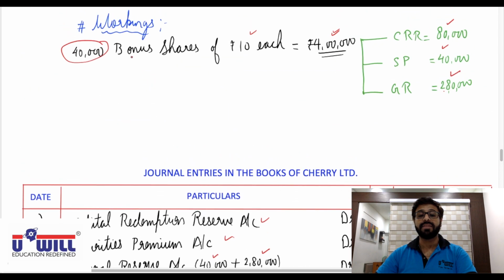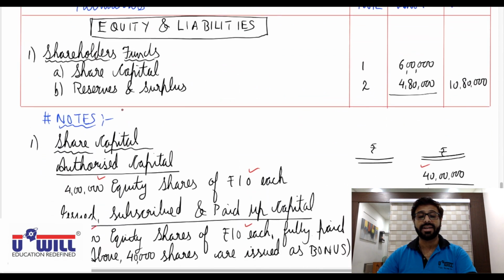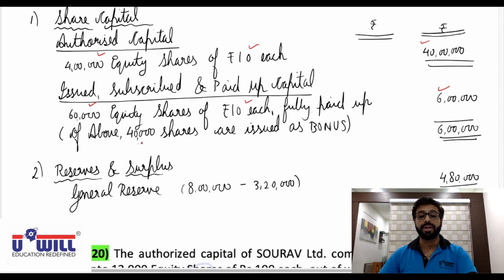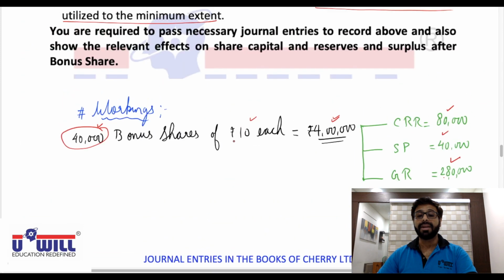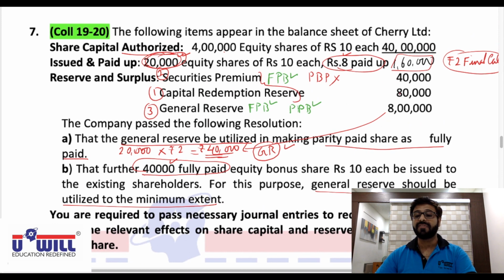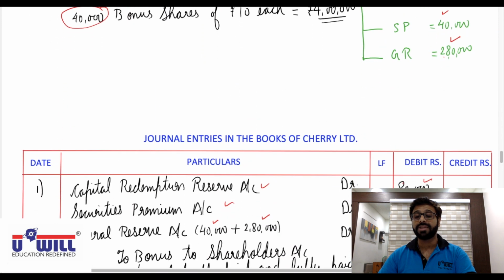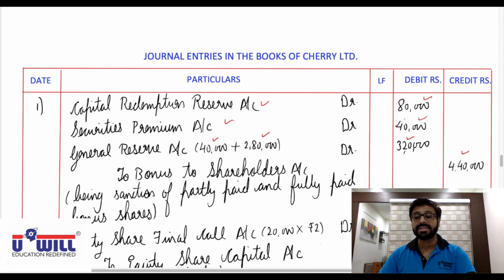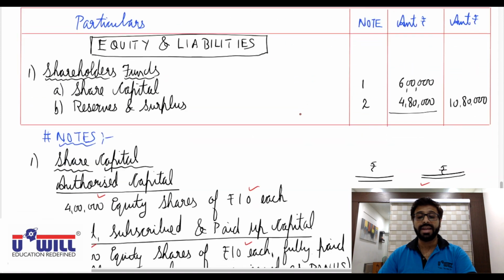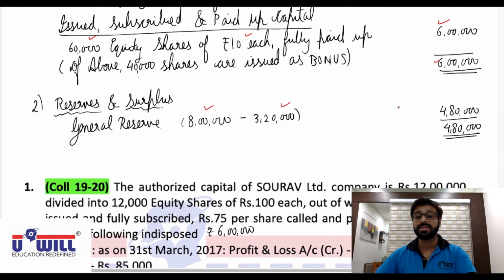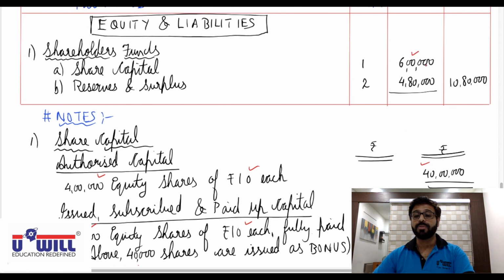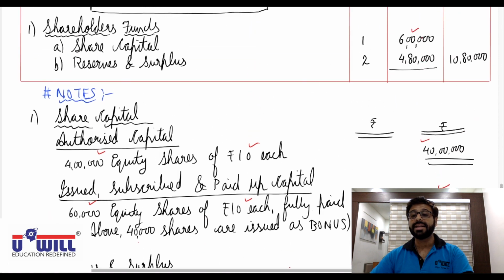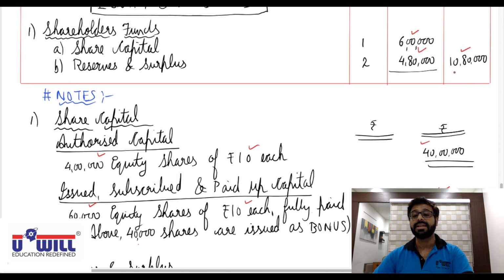And then how many are given in bonus from that? 40,000, so you will write that in the disclosure: of which 40,000 shares are issued as bonus. Total 6 lakhs. Now capital redemption reserve and security premium are fully utilized, so they will no more come in the balance sheet. Only general reserve will come. From 8 lakhs, we have utilized 3,20,000, so 8 lakhs minus 3,20,000, 4,80,000 of general reserve will come in the balance sheet. 6 lakhs from note 1 share capital, 4,80,000 from note 2 general reserve, total 10,80,000.